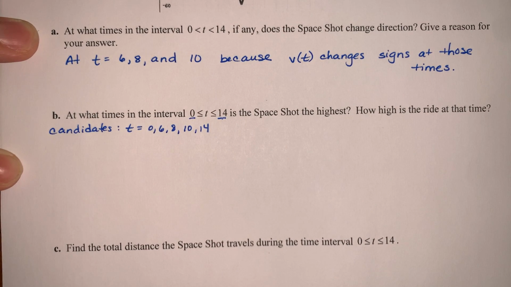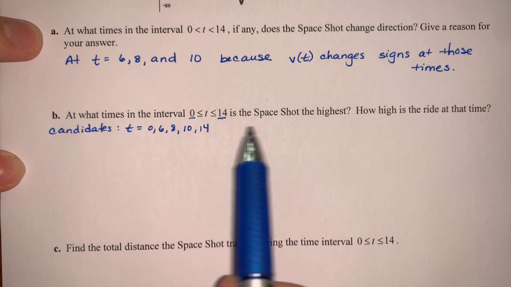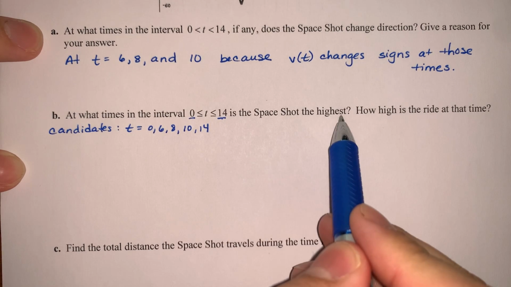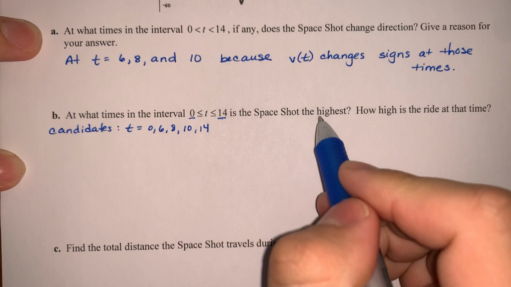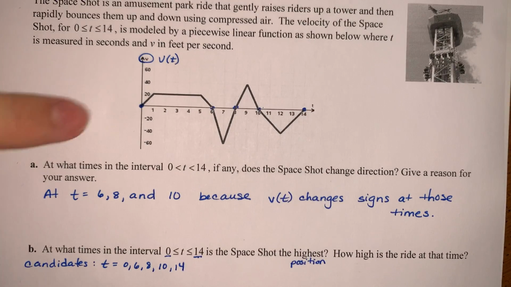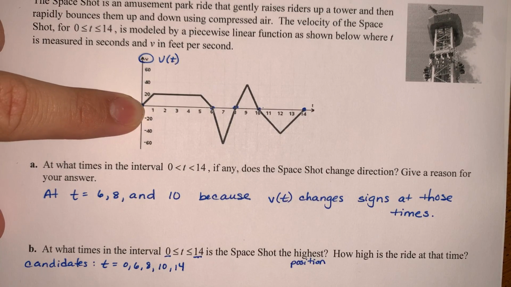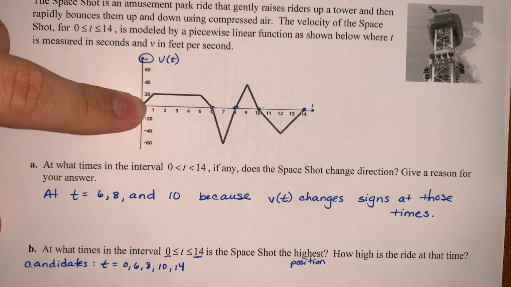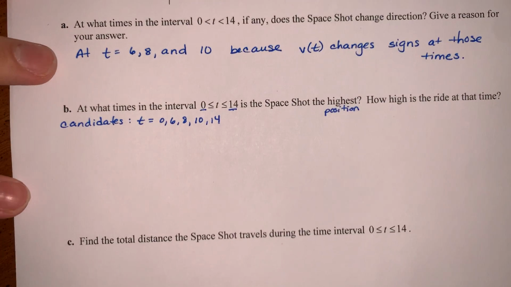Okay? So, of course, if we want to know when the space shot is the highest, we pretty much need to know what the position is, right? And if we have our velocity graph, if we want to go from velocity to position, we're going to have to do some form of integration here. So that's what we're going to do.